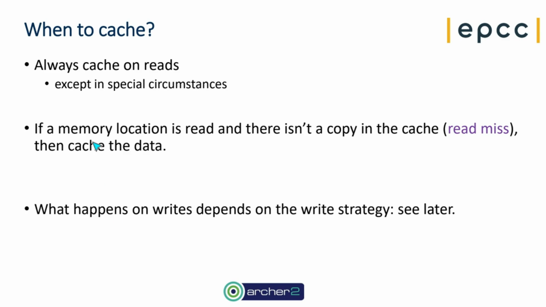So when does data get cached? Essentially, we'll always cache when data is read, except in some special circumstances which I won't go into. If a memory location is read and there isn't currently a copy in the cache, that would be termed a read miss, because it's a read action and it's a miss because it wasn't currently in the cache. Then that data will be fetched from main memory and a copy will be stored in the cache. What happens on writes is a bit more complicated. I'll come back to that.